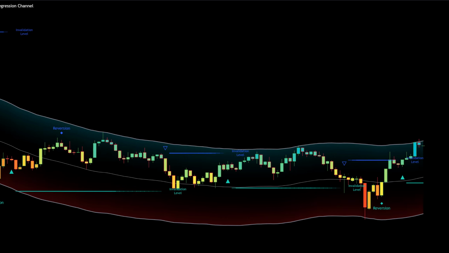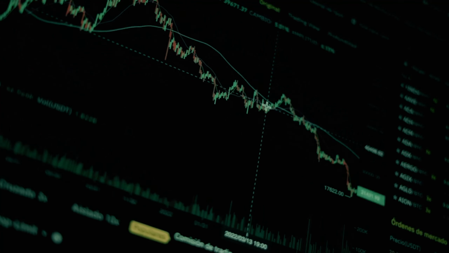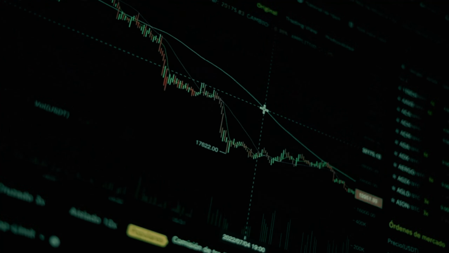And I've got some real examples to show you how powerful this thing can be when the market gets tricky. So stick around if you're into smart tools that can help you trade with more confidence.